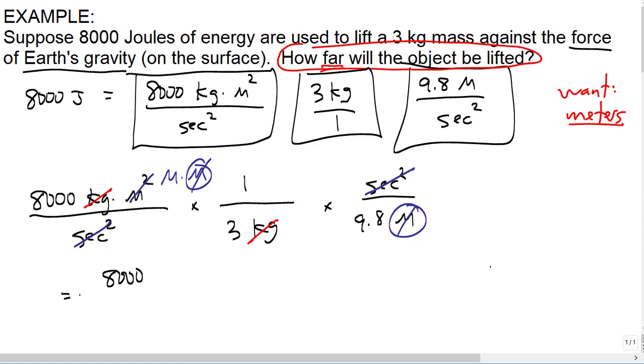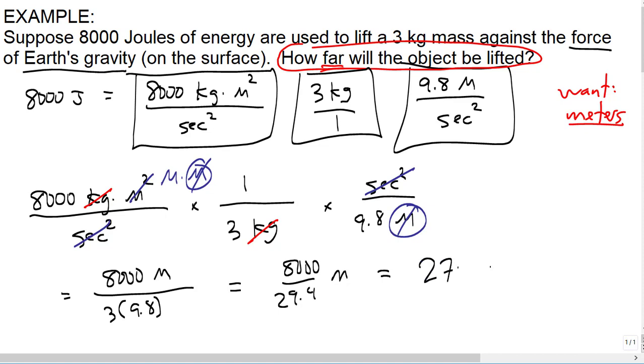8,000 up top, 8,000 meters, and down below we have 3 times 9.8. And 3 times 9.8 is 29.4. So this is 8,000 over 29.4 meters. And if I take 8,000 and divide it by 29.4, I get about 272 meters. So I don't have a feel for what a joule is, but if you take 8,000 joules, that is enough energy to lift a 3 kilogram mass, that's a little bit heavy, up 272 meters.